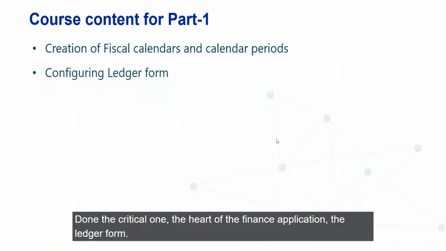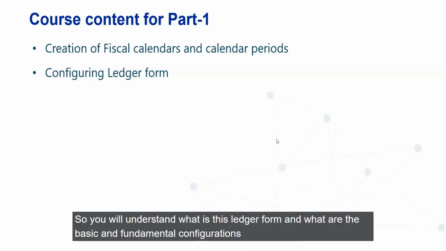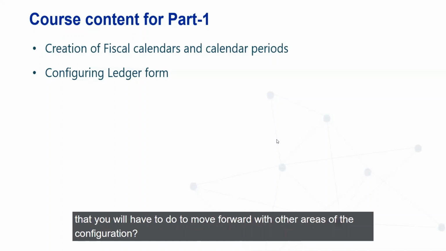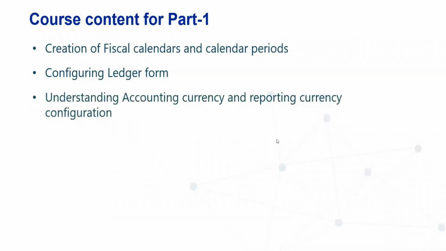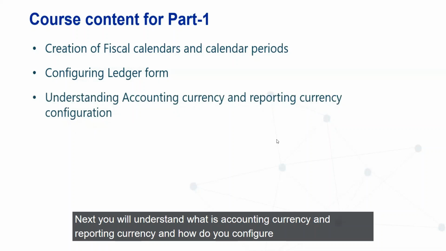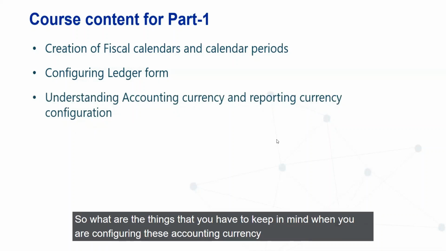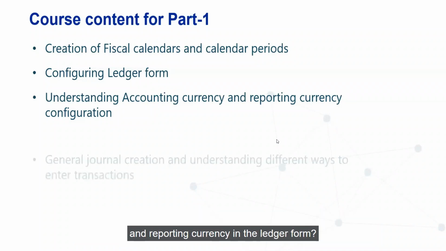Then the critical one, the heart of the finance application, the ledger form. You will understand what this ledger form is and what the basic and fundamental configurations are that you will have to do to move forward with other areas of the configuration. Next, you'll understand what accounting currency and reporting currency are and how you configure them. What are the things that you have to keep in mind when you are configuring the accounting currency and reporting currency in the ledger form?